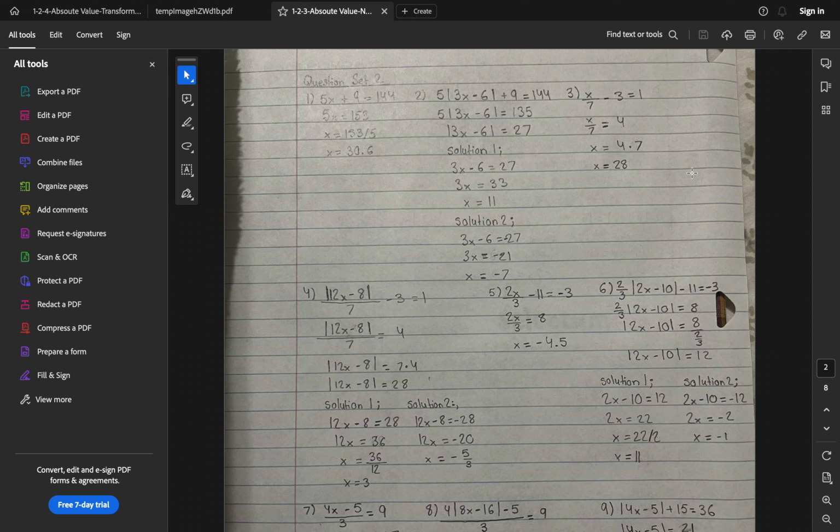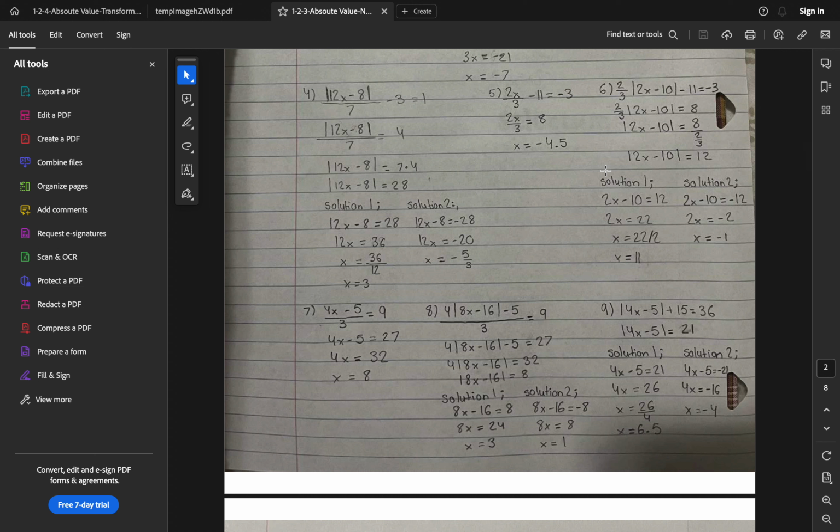Question number 3, it's 8x minus 3. Right, we rearrange, it becomes x over 7 minus 3 is equivalent to 1. We rearrange, it becomes x over 7 is equivalent to 4. Sorry, it's x over 7 minus 3 is equivalent to 1. So we rearrange, we get x is equal to 28.